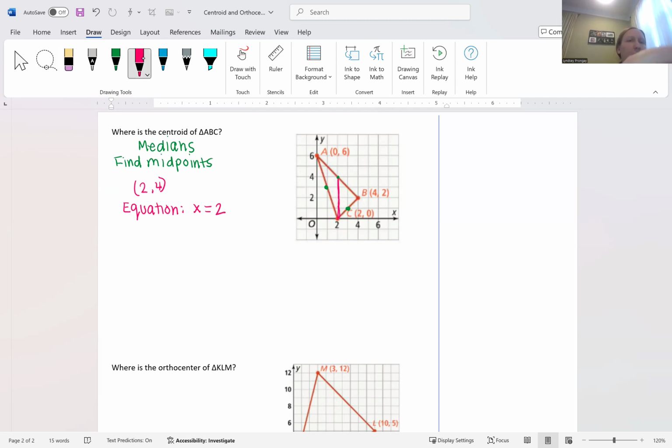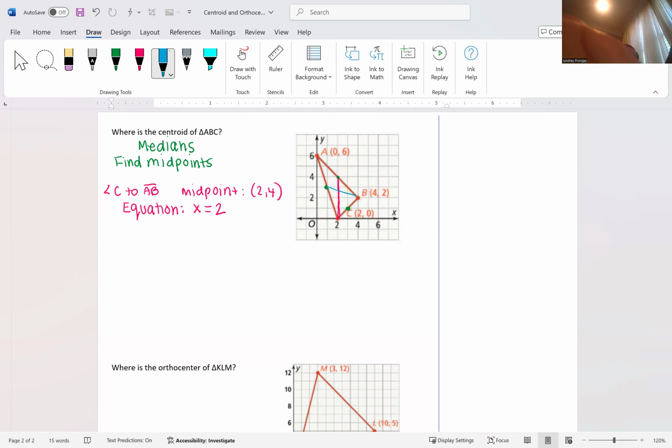In fact, I'm going to change this slightly. I'm going to say that this is angle C to segment AB. And the midpoint, just to keep our notes a little bit more organized, our midpoint was 2, 4. And then we can do one of the other ones. It should not matter. Maybe one looks easier to you than the other. I'm going to choose to do this one right here. So this is going from angle B to segment AC. We know the midpoint. We said that was 1, 3.